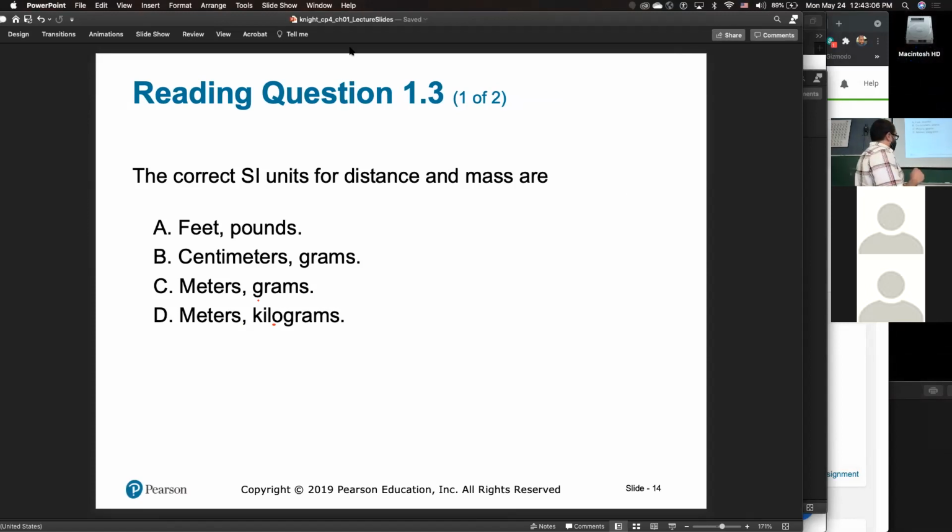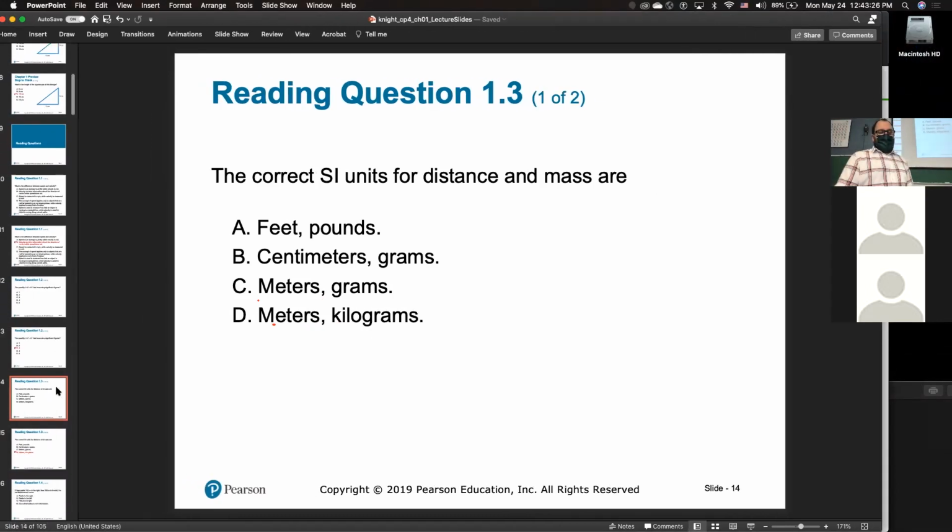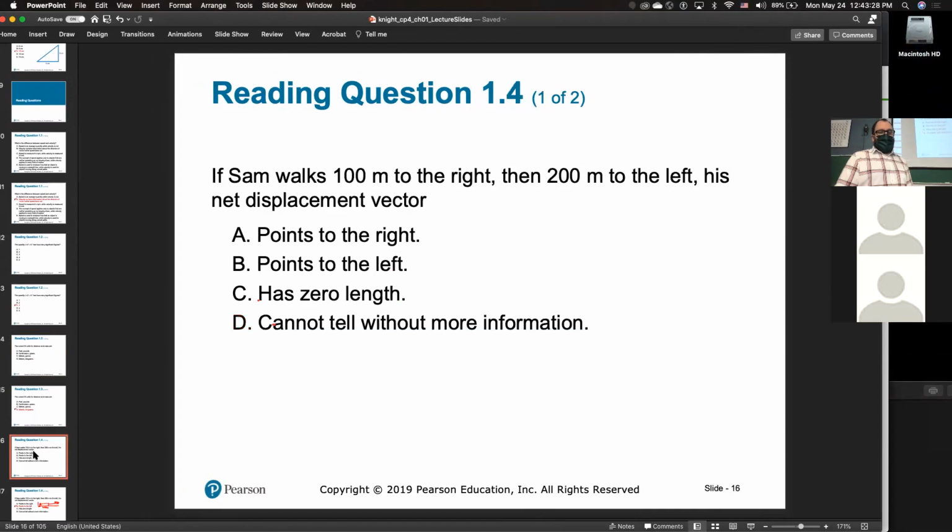The answer is D. We always use meters and kilograms. Sometimes you can do things in centimeters, but you always need to convert back to meters. My general rule of thumb is do everything in meters and kilograms, so that way you don't make a mistake doing a conversion. Okay.